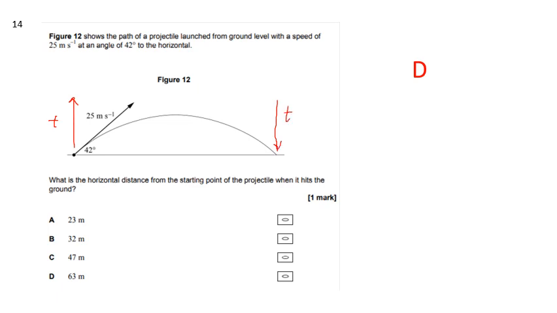So you use v equals u plus at to get the time to reach its maximum height, and then you double it, and that tells you the time of flight. Then, when you know the time of flight, horizontally the distance is just velocity times time, where the velocity is the horizontal component, which is 25 cos 42. A lot of work for one mark, this one. The answer is D.